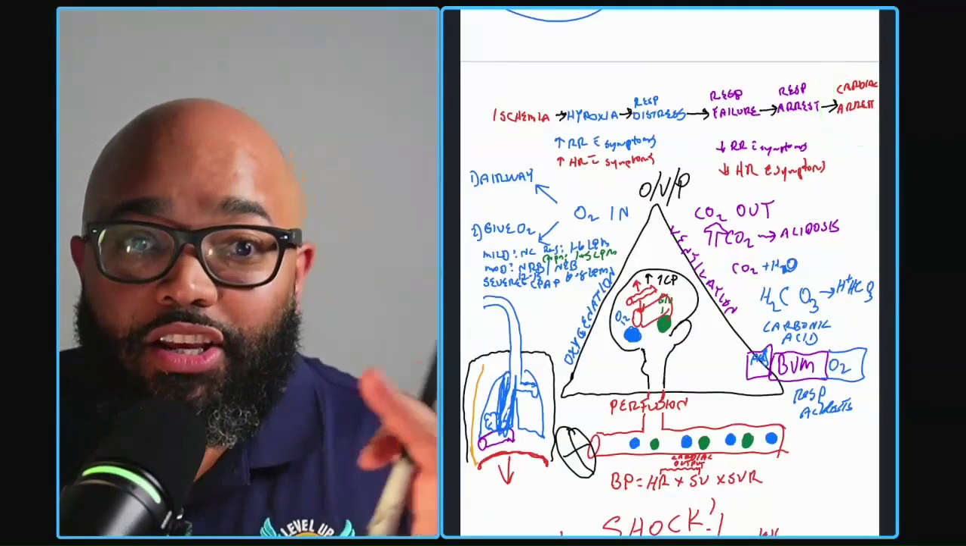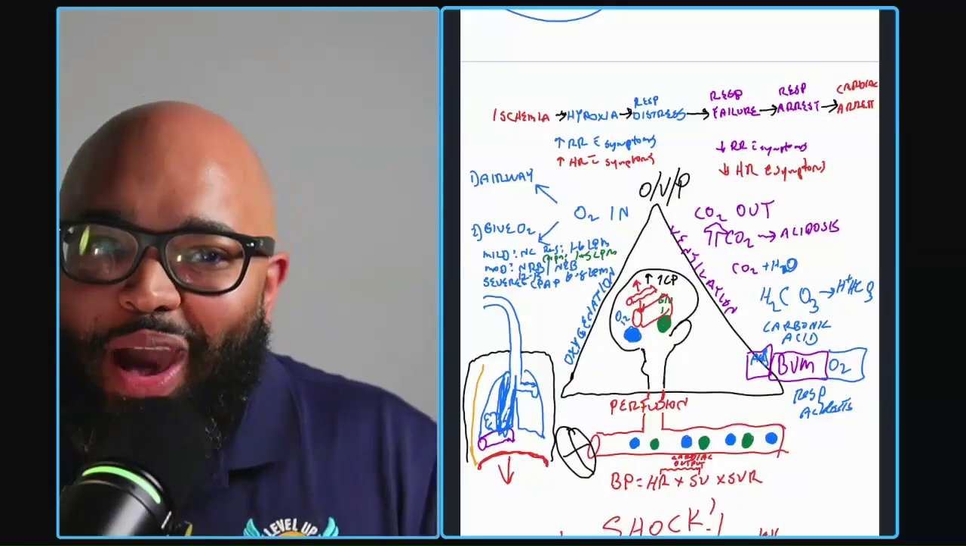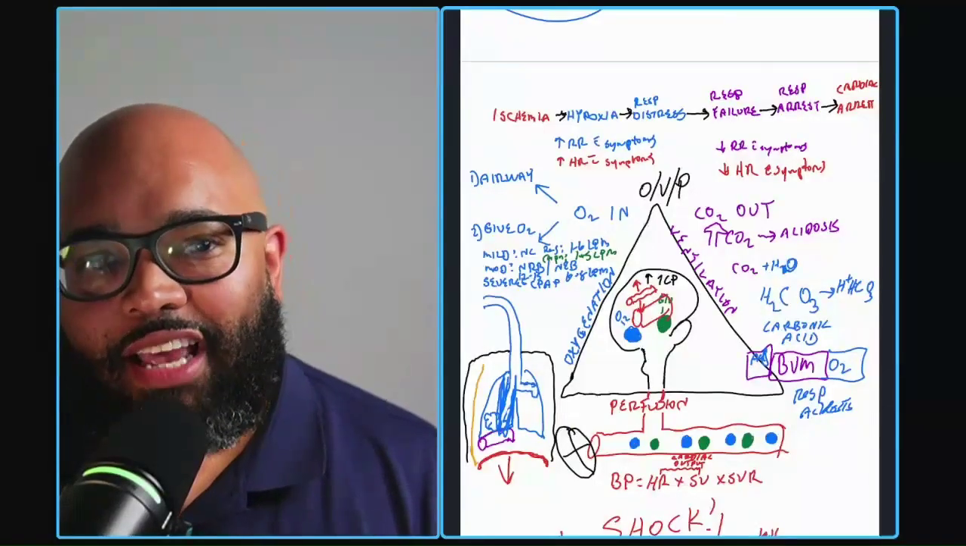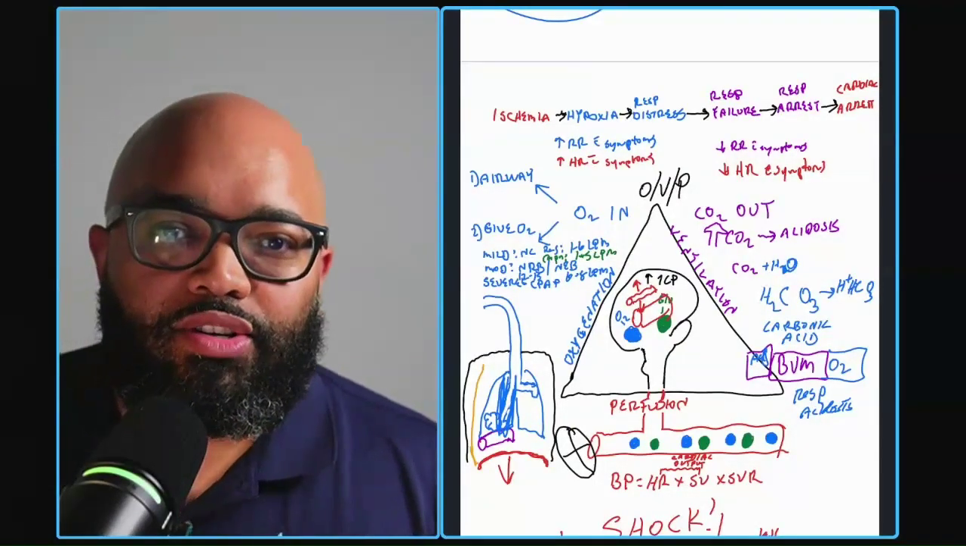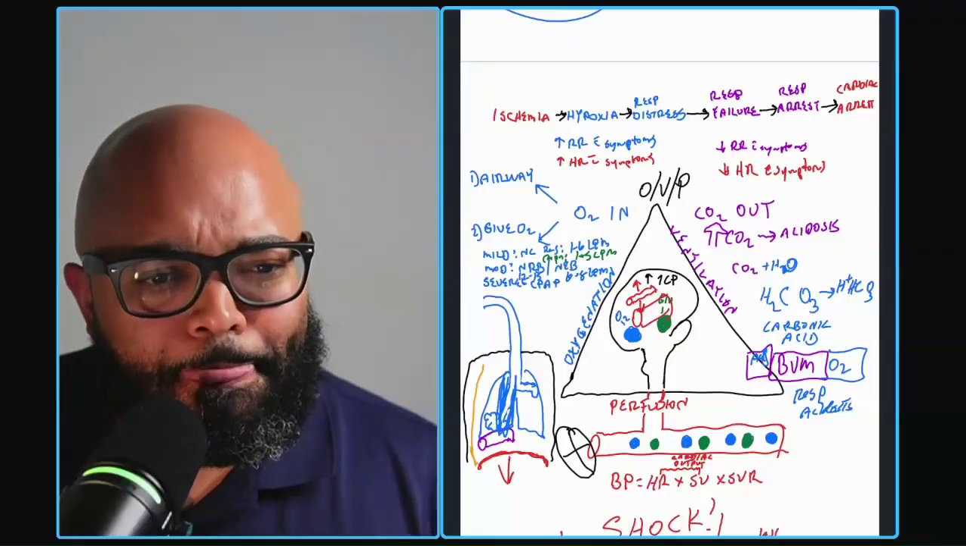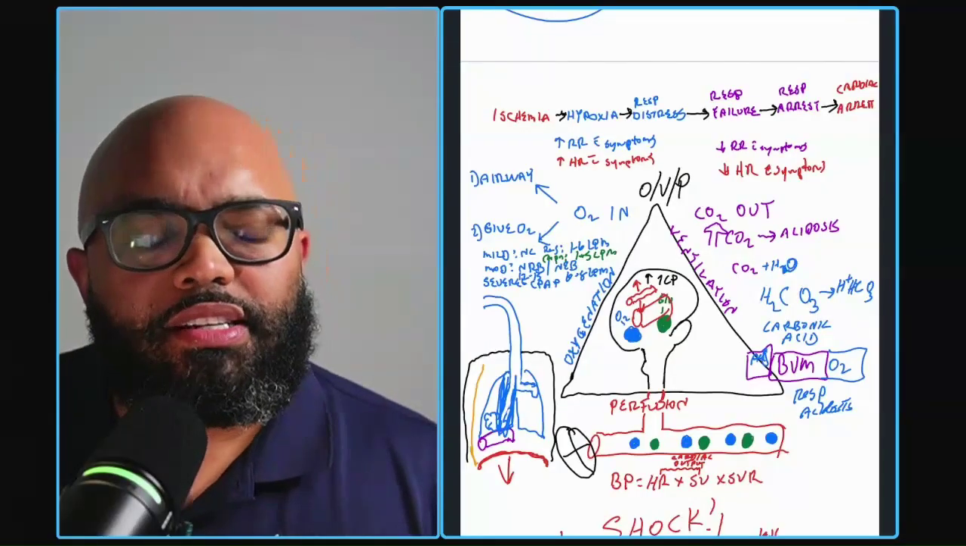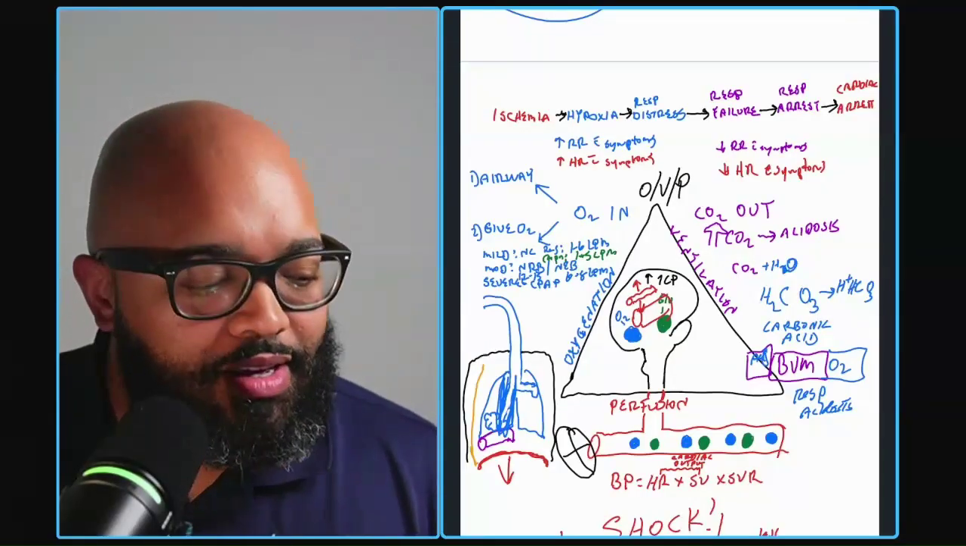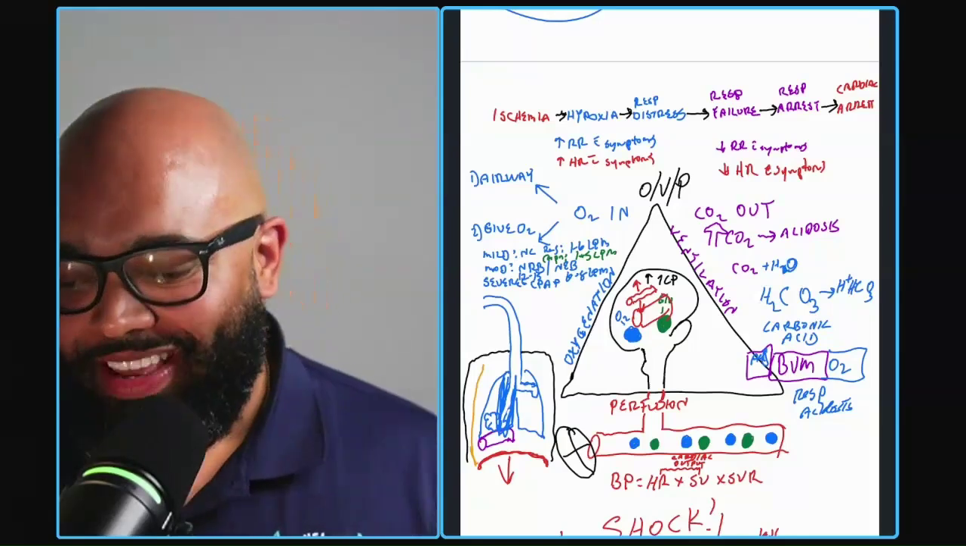Are you starting to believe that this pattern works for everything? We could take anaphylaxis and do the exact same thing. We could take a seizure and do the exact same thing. Oh, wait, hold on. Let's do a seizure. I want somebody to make the connection for me.